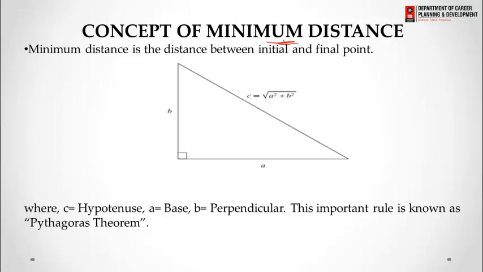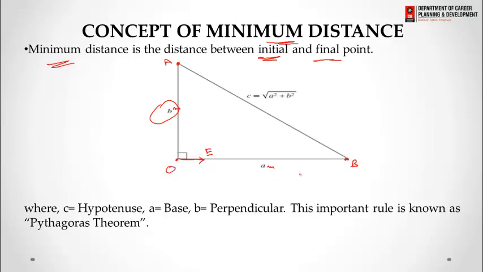Now we need to understand the concept of minimum distance. Minimum distance we can find by using the formula of Pythagoras. The minimum distance is the distance between the initial and the final position. Suppose a person starts from this point, that is point A, and travels towards south for B meters, reaches point O and takes a left turn, meaning toward the east, and walks for A meters, reaches point B.